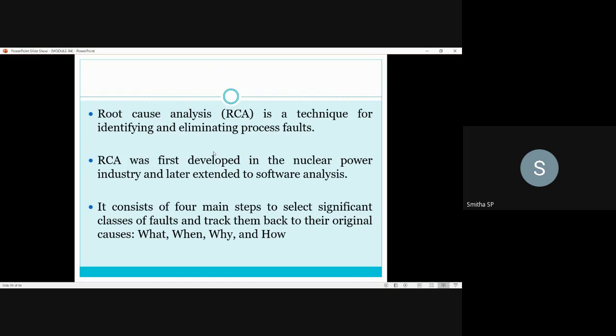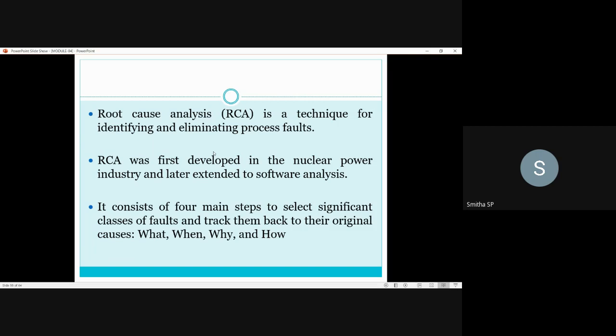This root cause analysis, root cause in the sense, you know that you have identified some faults, so what is the root cause of that? If you are getting this fault, what is leading to that fault, that is the root. Okay, what is the root cause, why is it happening, that you have to analyze. That technique we call root cause analysis. So this technique is for identifying and eliminating the process faults. Not only are you identifying the fault, you are eliminating the fault. Okay, so that is about the RCA.